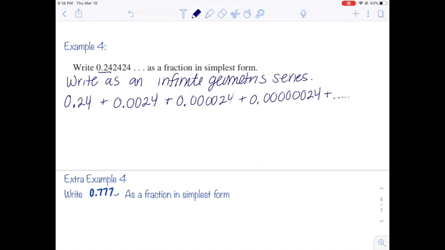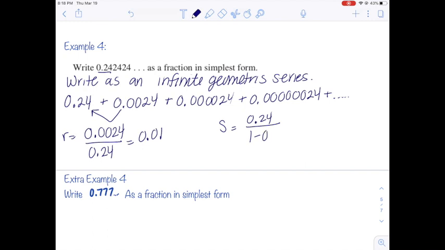And I think the task in this problem, because to find the sum, I need my first term, which I have, 0.24, but I need my r value. So how do you get your common ratio? Well, you just take your second term and divide it by your first term, which is 0.0024 divided by 0.24, which simplified out, you get 0.01.